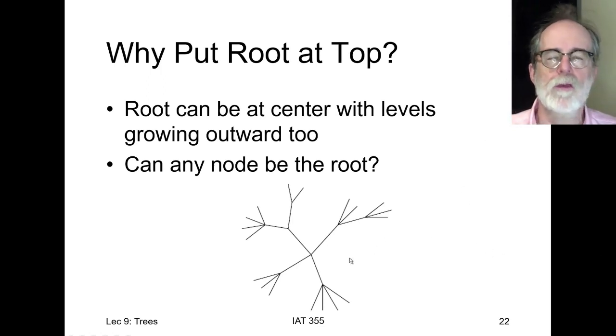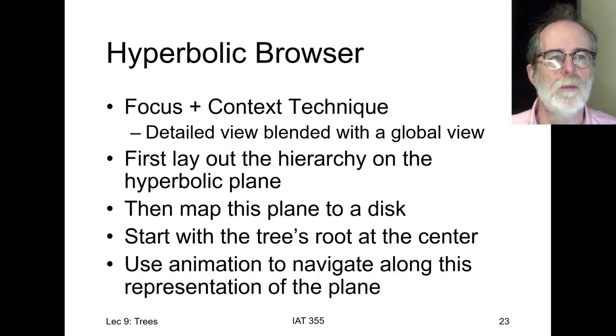If you were to draw it just like this, you'd have this little problem of any node looking like it could be the root. There's nothing to distinguish it. The hyperbolic tree technique I'm going to show you helps deal with that. So this hyperbolic browser is a focus plus context technique. We'll talk about that again later on in the term.